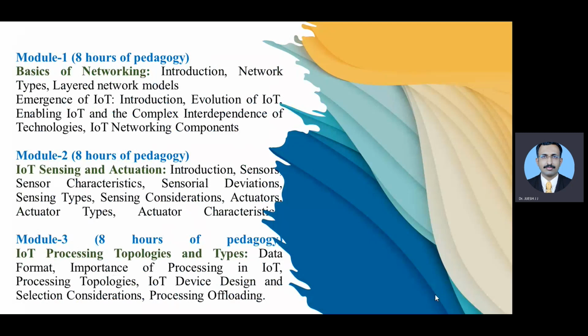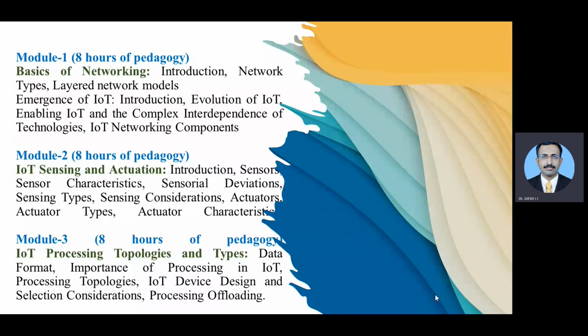And module 2, what is it basically? IoT sensing. So you will be seeing different types of sensors. You can see their characteristics, then sensing considerations, actuators, and these types, different types are there. So it will be covered in the second module. After understanding the basic concepts, we will be slightly moving on to different sensors and sensing devices, and all those things we will be doing.